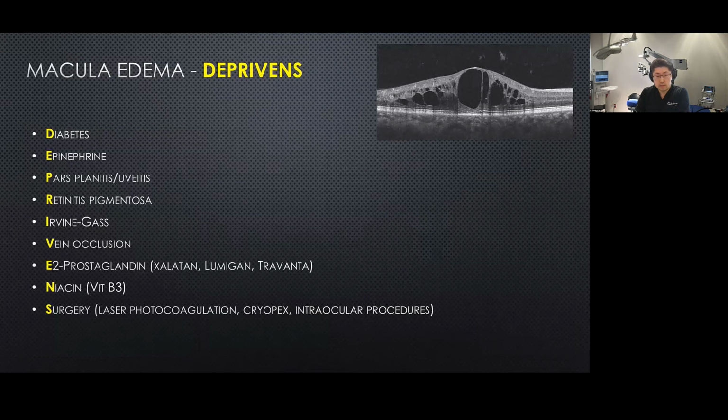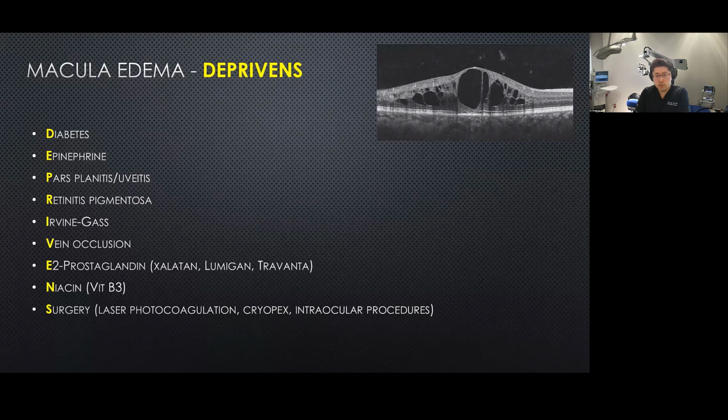This is a slide I kept since I was a resident, and it remains very helpful for differential diagnosis of macular edema. It's called the prevalence. I'm sure there are different mnemonics, but it's certainly a good mnemonic to have, because macular edema is something that's very common, especially post-cataract surgery, retinal vein occlusion, use of certain medication, post-PRP, and so on.